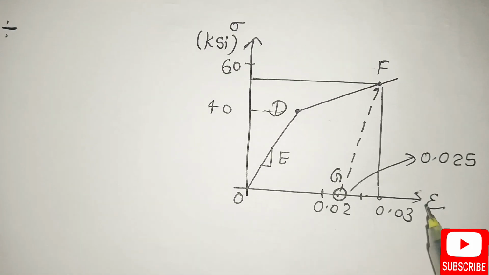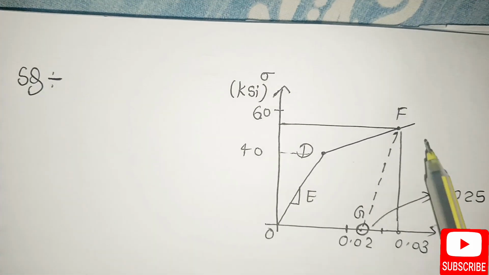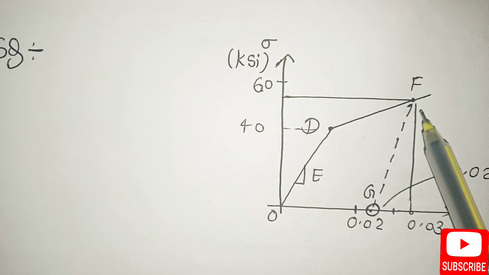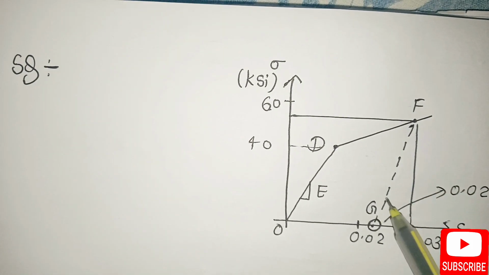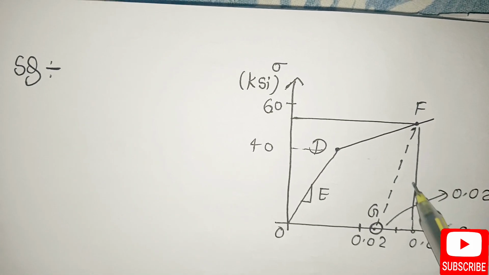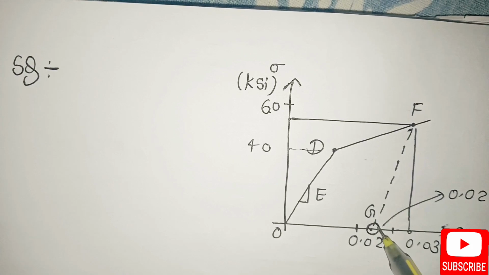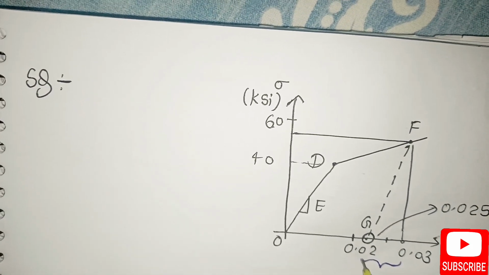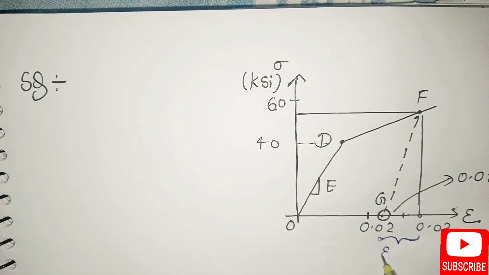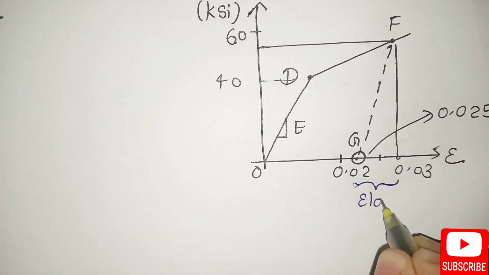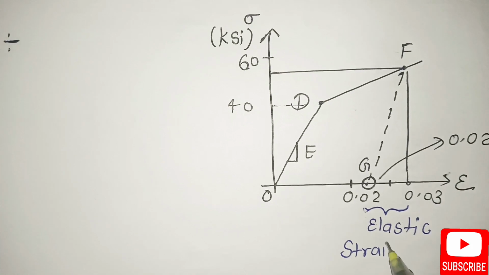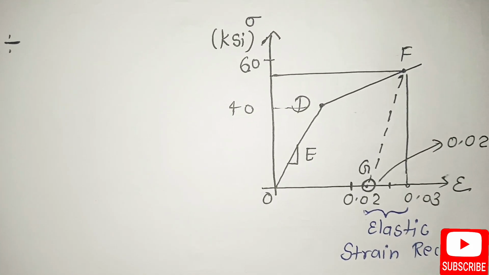You can see this particular graph. As mentioned in the question, it is following the path FG. Actually it should follow this particular path, but it is following the path FG, which means this much amount of strain has been recovered. This is referred to as elastic strain recovery. There is a particular term for this: it is called elastic strain recovery.